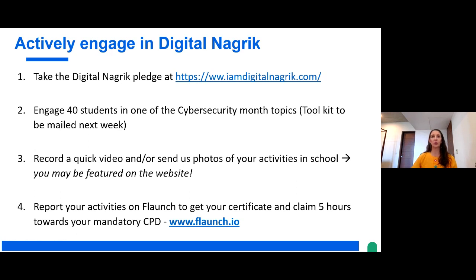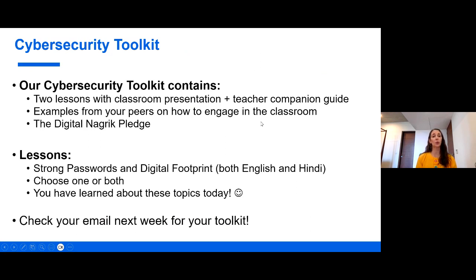So let me first share with you what this cybersecurity toolkit is. Everybody who is on this call will be receiving this toolkit, and there's many different things in the toolkit. The first of all is 2 lessons. So the lesson that you saw on how to create a strong password that Harmeet took us through is one of the lessons. And the other lesson is the digital footprint, the one with the elephant track or the human track, and why digital footprint is so important. So these are the 2 lessons that are going to be available for Cybersecurity Month.